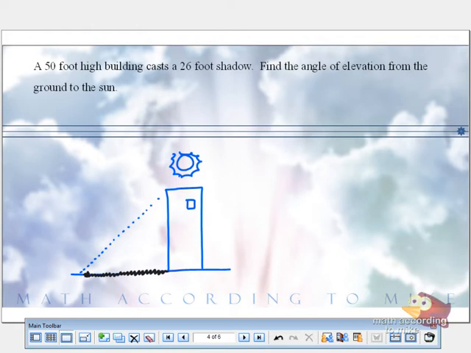Where do the numbers go? 50 for the side of the building, and a 26-foot shadow. And since we're trying to find the angle of elevation, that means from the ground to the sun. That's this right here. Let's call that theta. Is everyone comfortable with the picture?